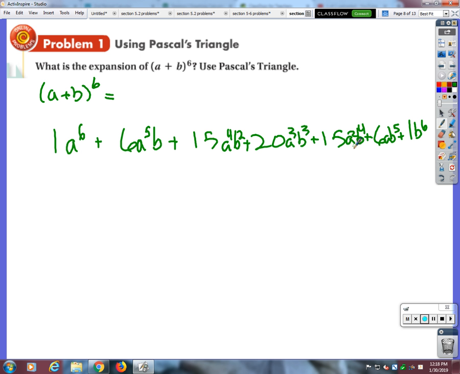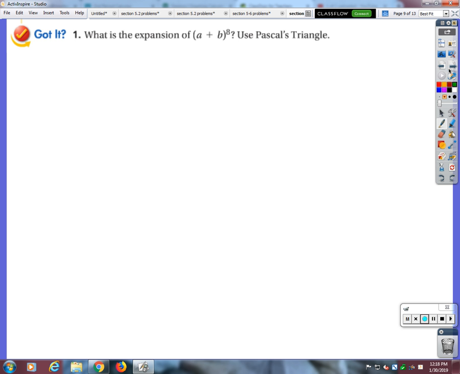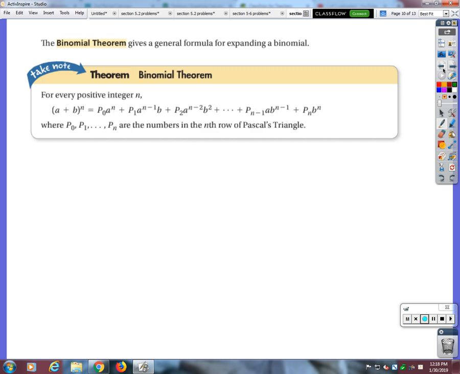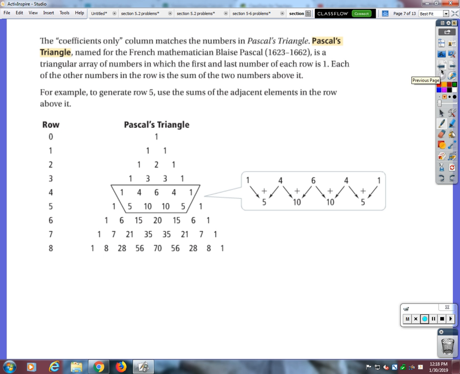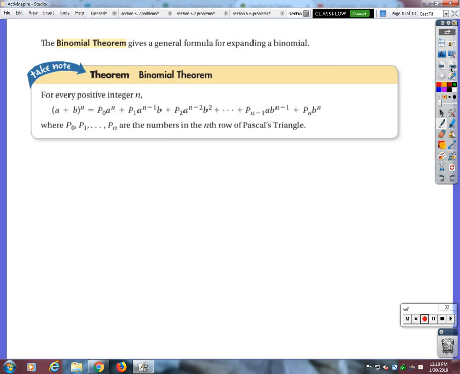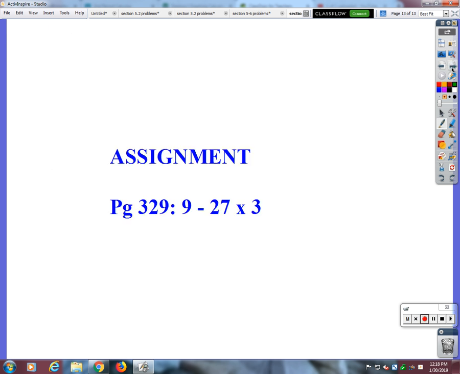Yeah, the triangle is also in your book. Okay, so there's the triangle if you want to take a picture of Pascal's triangle. Yep, a guy named Blaise Pascal. It is in the book, yeah.